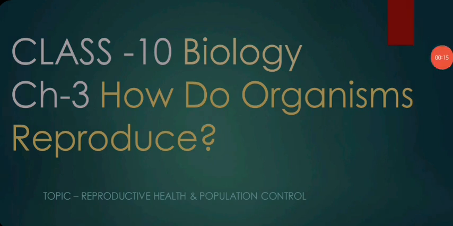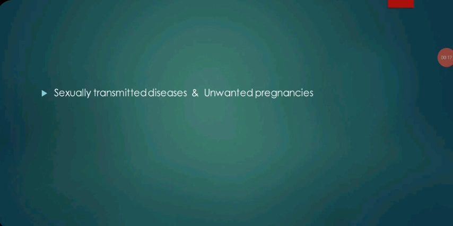So let's start. As you know, humans perform sexual reproduction for the production of new individuals. Sexual reproduction needs the fusion of male and female gametes, and in the case of humans, the fertilization or fusion of male and female gametes takes place in the female body. So for this, there is a requirement for the deposition of sperms from the male body to the female reproductive system. So sexual intercourse causes two problems. One is sexually transmitted diseases and second is unwanted pregnancies.